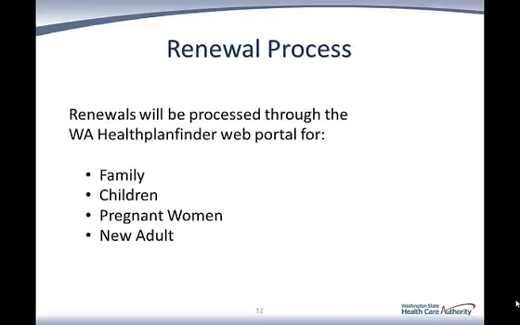Renewals will now be processed through the new Washington Health Plan Finder web portal for the following programs: family, children, pregnancy, and new adult.